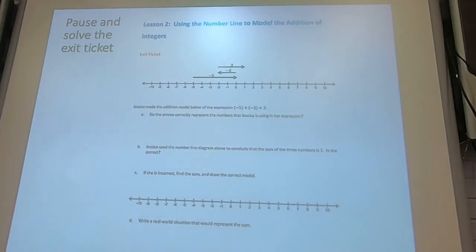Alright, the exit ticket has a little problem worked for us. It says Jessica made the addition model below the expression negative 5 plus negative 2 plus 3. Do the arrows correctly represent the numbers that Jessica is using? So I'll just look at the first one. First one is negative 5. That means I should start at 0. Go to negative 5, and I'm going left. So my arrow should be right here. So I don't even need to go any further because I know, no, it's not right.